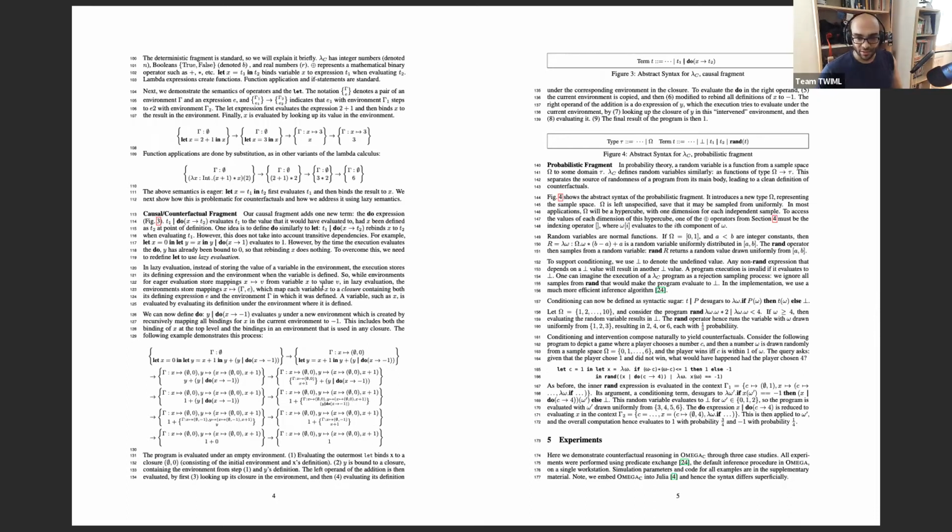Here, it says: "However, by the time execution evaluates the do, y has already been bound to 0, so that rebinding x does nothing. To overcome this, we need to redefine let to use lazy evaluation." So it seems like lazy evaluation, at least in this case, is an important way to get this calculus to work.